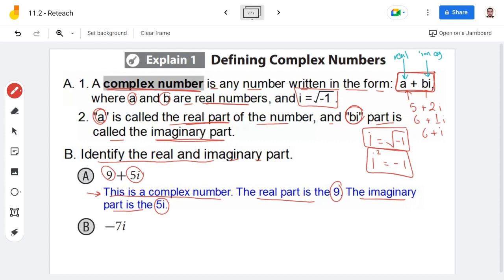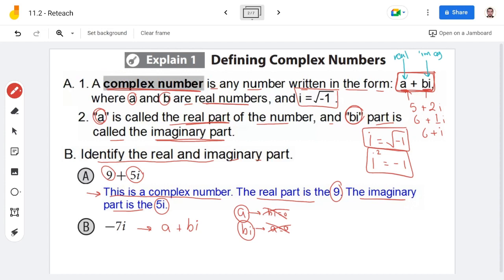Now, negative 7i. We know that it should be written in the form a plus bi. If the question has a alone or bi alone, so if the question has a alone, that means bi is equal to 0, so I don't have it. If bi is given and a is not given, then a is equal to 0. So starting from now, if a is not given, a is equal to 0. If bi is not given, bi is equal to 0.